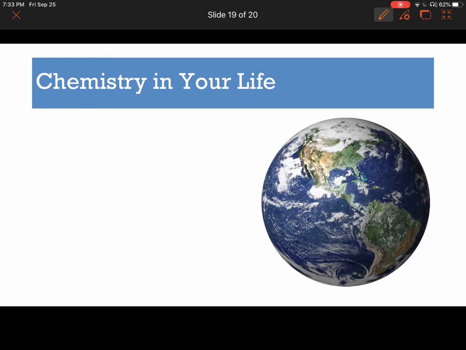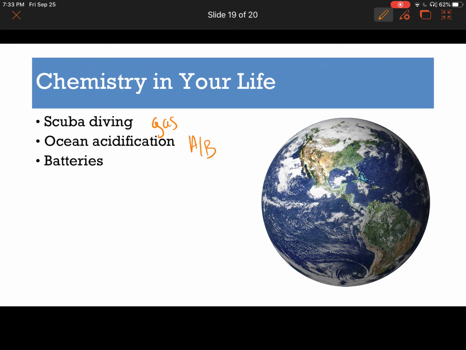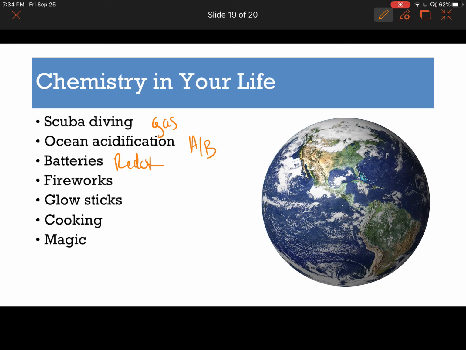And through that, we'll go into some of these real-life examples, like scuba diving, ocean acidification. So scuba diving is our gas unit. Ocean acidification is our acid-base unit. Batteries is our redox unit. Fireworks we can go over when we go over periodic table. Glow sticks we go over when we go over periodic table. Cooking, magic tricks, even making rock candy. All these things are examples of chemistry in your life.